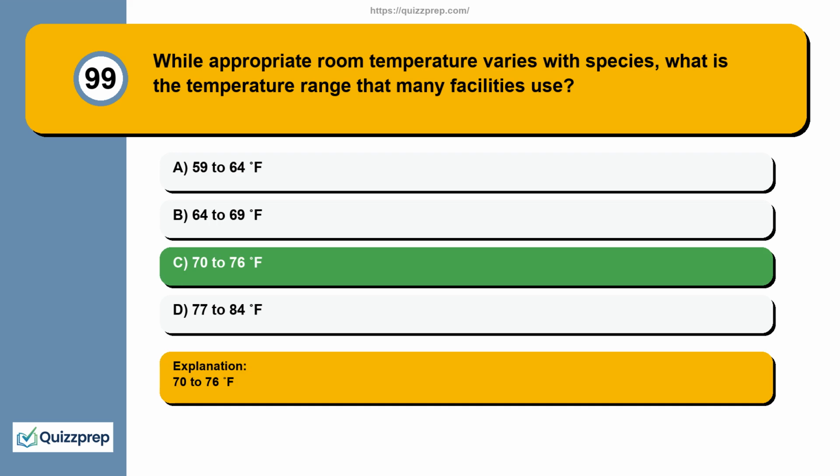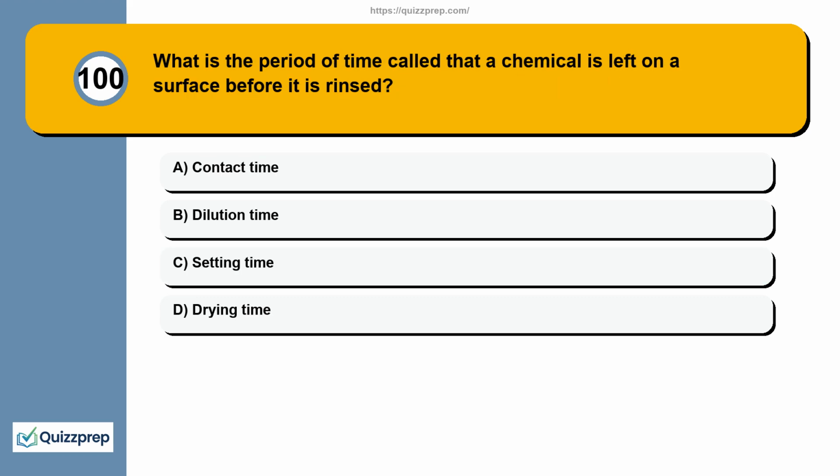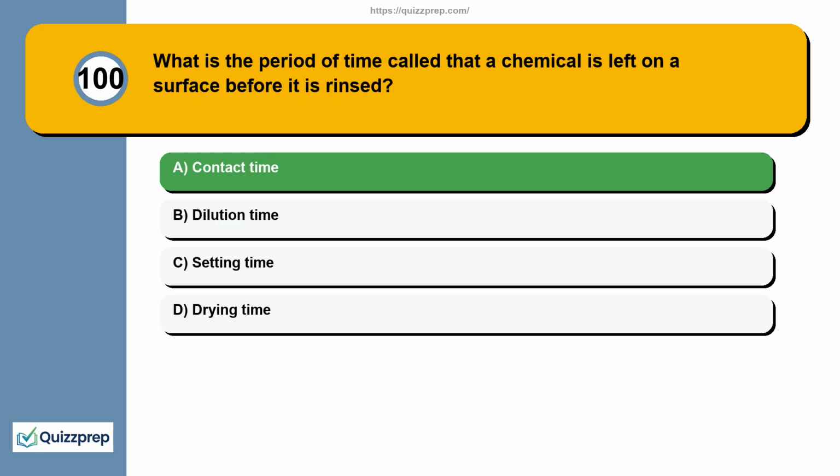Question 100. What is the period of time called that a chemical is left on a surface before it is rinsed? Option A, contact time. Option B, dilution time. Option C, setting time. Option D, drying time. The correct answer is option A, contact time.